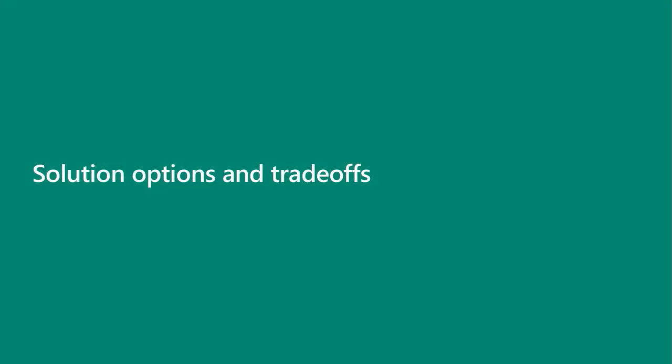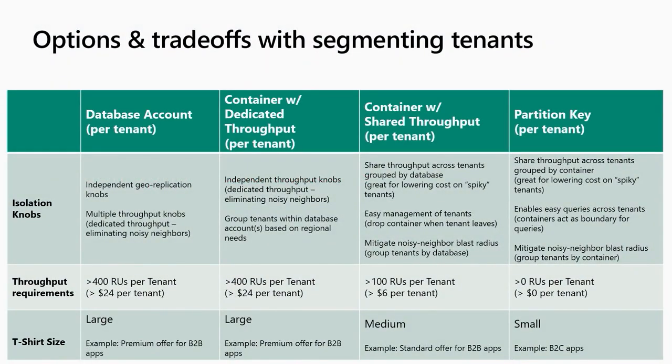Now, here are the different options that you can look at when building a multi-tenant app, ranging from left to right. A few options we have are a database account per tenant, provisioning a container with dedicated throughput per tenant, a container with shared throughput per tenant, and a partition key per tenant. What you'll find here is as you move from left to right, basically what you want to do is t-shirt size your tenants, because on the left-hand side we have increased isolation, but at the same time increased costs.